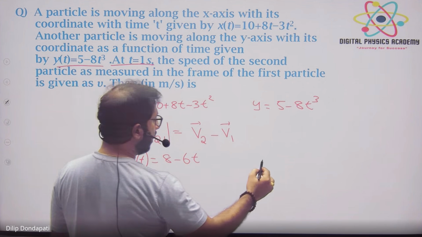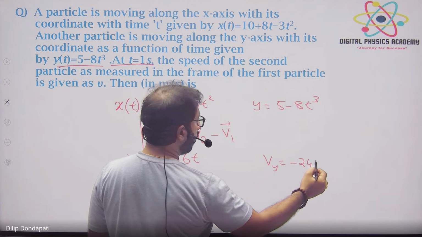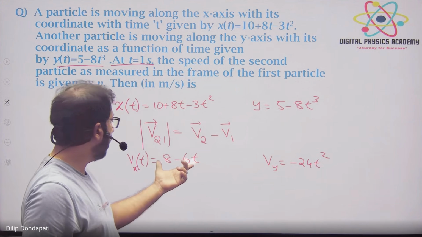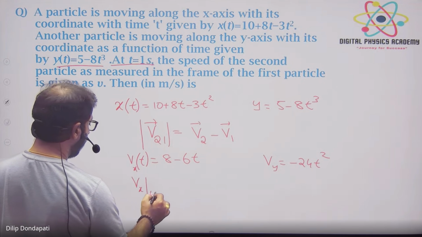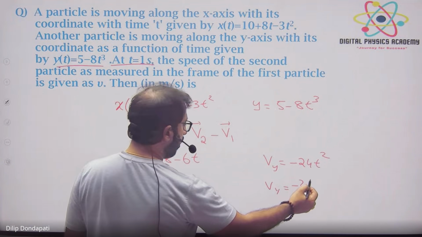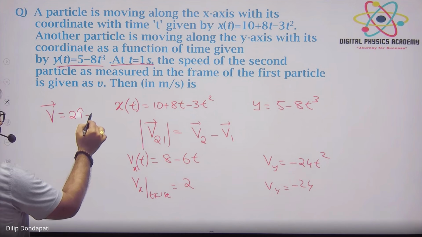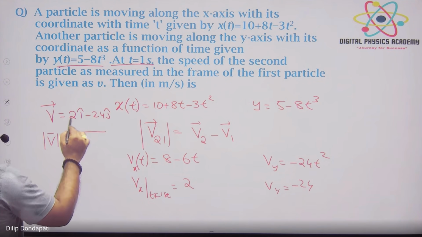And y direction में velocity कितना है? Minus 24 t square, right? Now ये time t equal to 1 second कितना है? Time t equal 1 second. So Vx is 2 i cap and Vy is minus 24 j cap. So therefore velocity vector form में 2 i cap minus 24 j cap. Now magnitude find किया तो कितना आएगा? Under root this square plus this square is 580 आएगा.